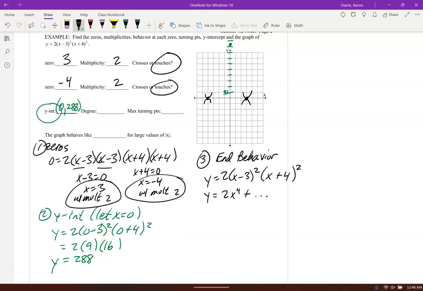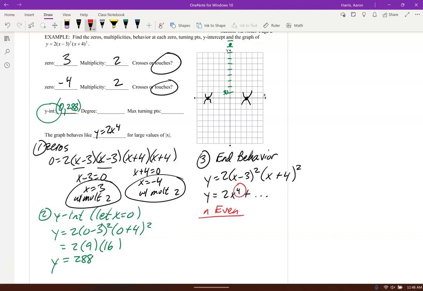It's called a power function. So it behaves like 2x to the 4th for large values, in other words, at the extremities. So what is that telling us? Well, I'm thinking to myself, is the degree even or is the degree odd? Even, yeah. X to the 4th. The degree is even. N is even.